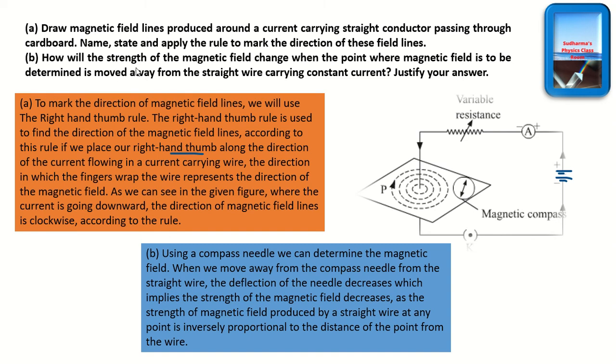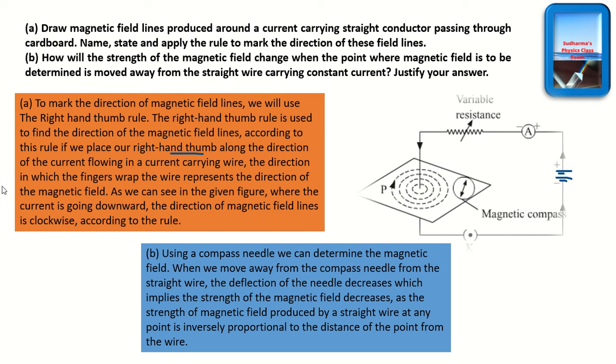Second question, how will the strength of the magnetic field change when the point where magnetic field is to be determined is moved away from the straight wire carrying constant current? Justify your answer. So we will be using a compass needle to find out the magnetic field strength to plot the magnetic field lines.